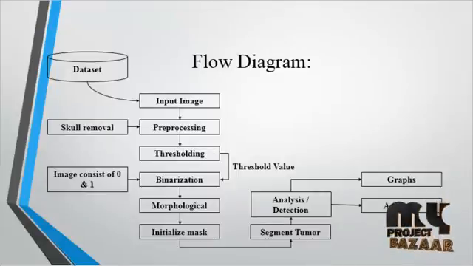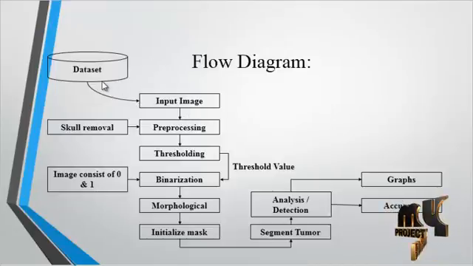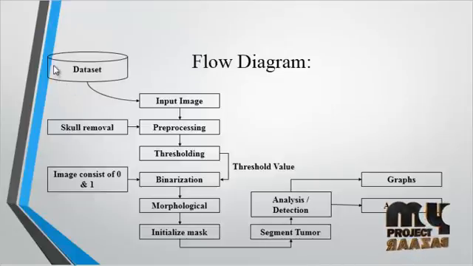Now we are going to discuss the flow diagram for the process. This is the overall flow structure for the process. At first, the input image is taken from the dataset. The dataset is the folder which consists of several images. Then the pre-processing is carried out.